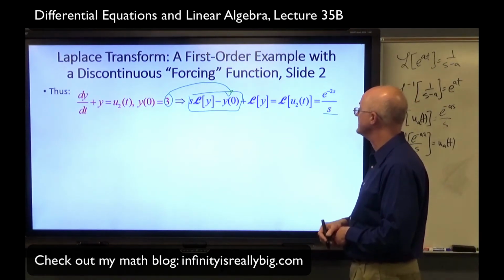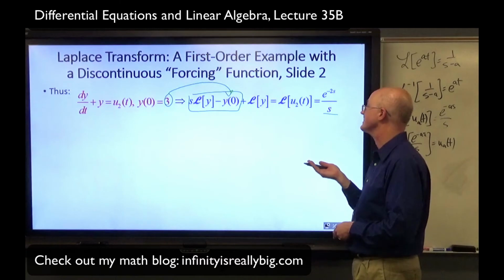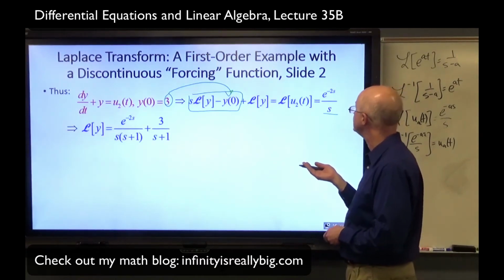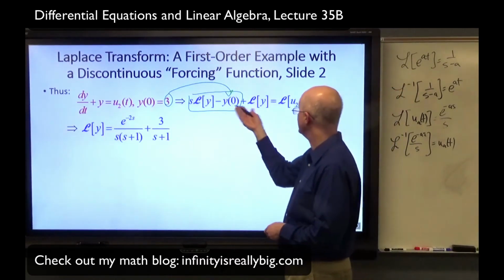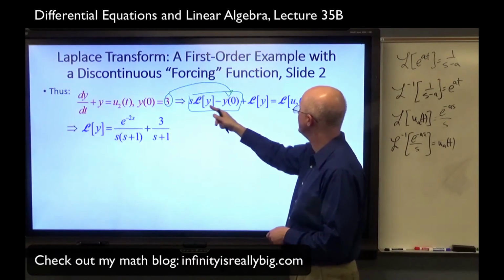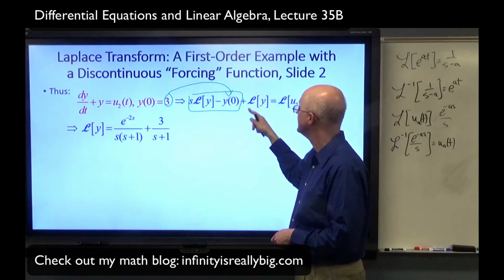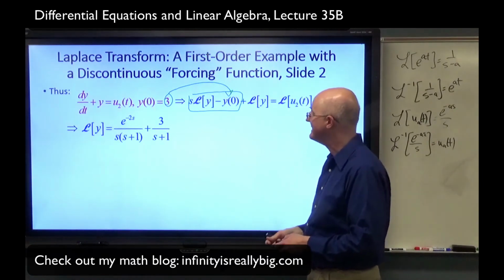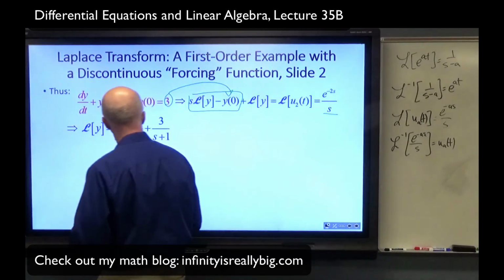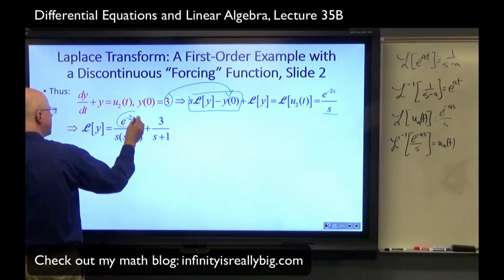Solve for the Laplace transform of y. It's an algebra equation to solve. There it is. What did I do? I added 3 to both sides. Then I divided both sides by s plus 1 from these two terms. Get that? Hey, this is looking good again. Well, or is it? Now I've got this e to the negative 2s up there.